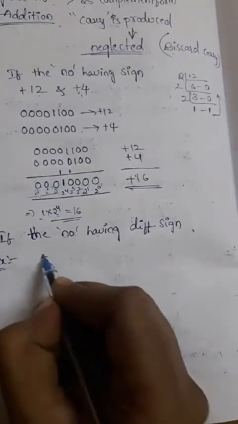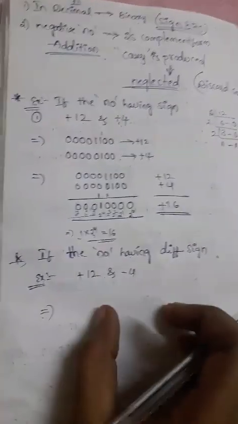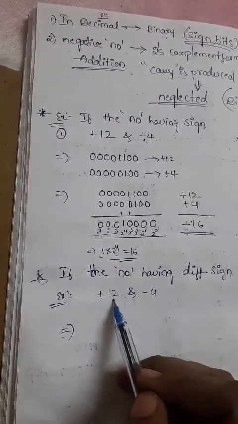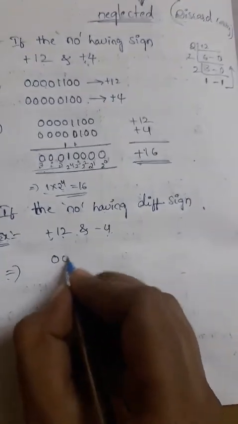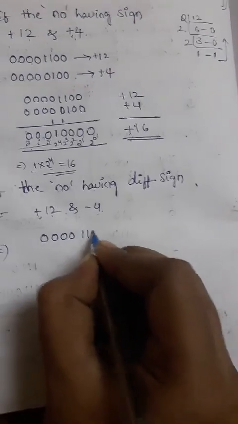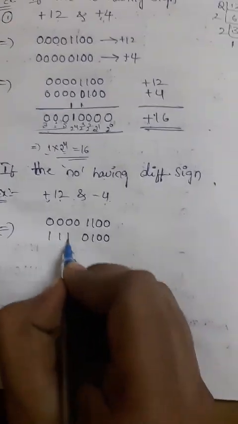So I can take the same numbers as the example here: plus 12 and minus 4. Just check, these two have different signs. So the negative number will be converted into 2's complement. Before converting to 2's complement, first we need to write binary numbers for these two. Plus 12: plus we always mention as 0, and 12 in binary is 1100. And 4 in binary is 0100. And the minus representation in binary is represented by 1, right? So that's why I can take all ones here.